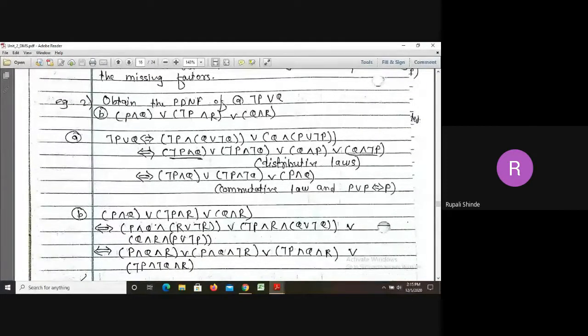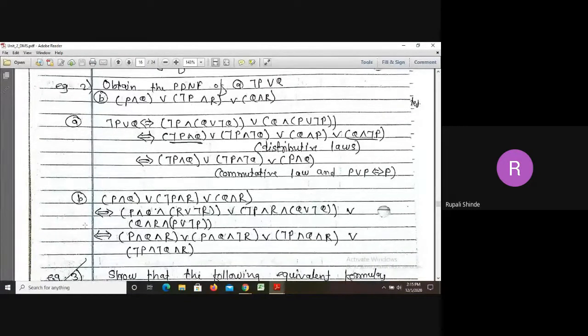The next question is: given P and Q, or negation P and negation R, or Q and R. Again, for each and every bracket we have to think about which variable is missing. If you observe this first bracket, P and Q, for this bracket R is missing. For the second bracket, Q is missing, and for the last bracket, P is missing. So we have to add those missing terms explicitly. First of all, we will consider the first bracket, P and Q. How can we add those missing terms? And R or negation R.